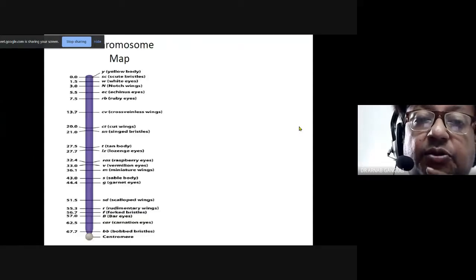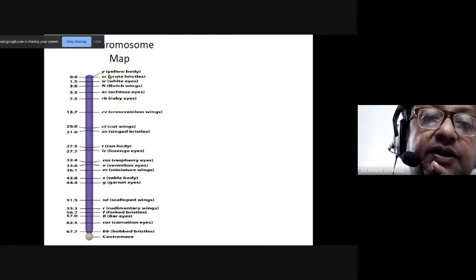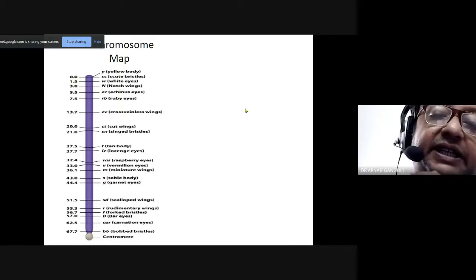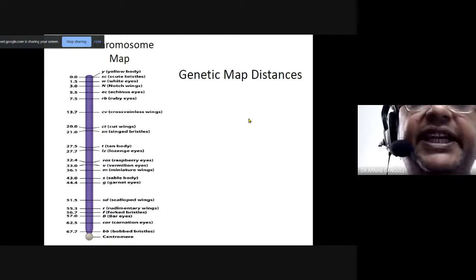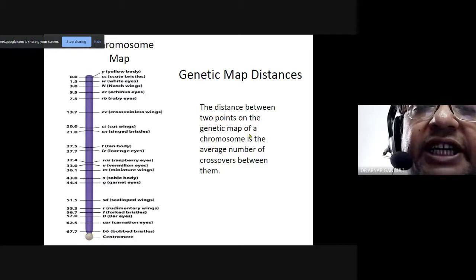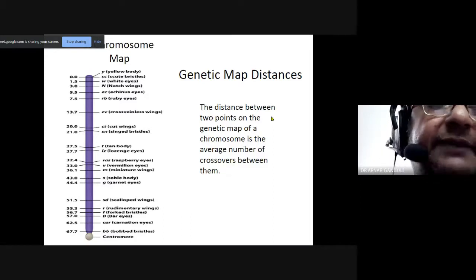So let us look at a chromosome map of a Drosophila. Yellow bodies are here, then you have SC, then you have W, N. So you can see there is a distance 1.53, 5.5. This is measured in centimorgans. These are genetic map distances. The distance between 2 points on a genetic map of a chromosome is the average number of crossovers between them.